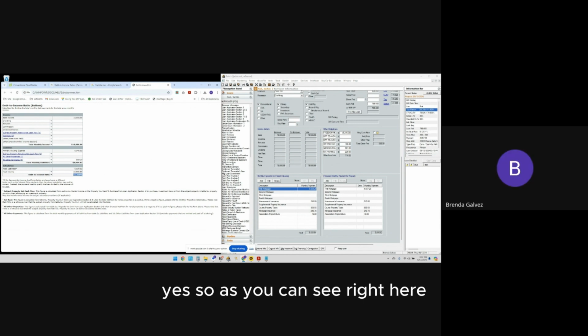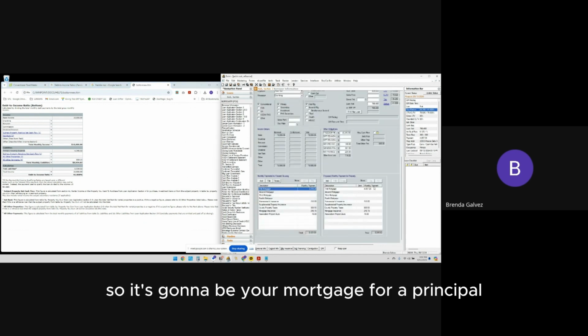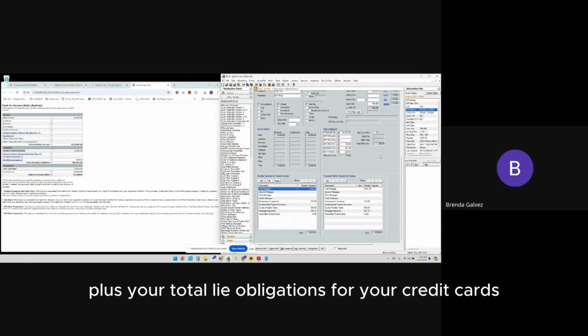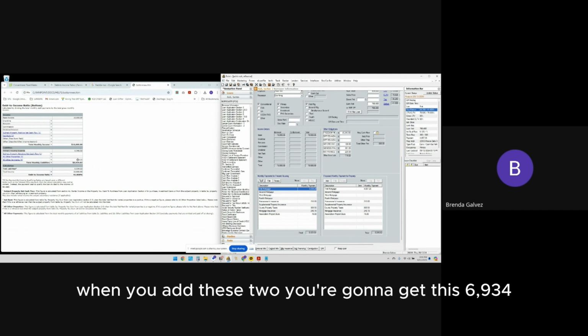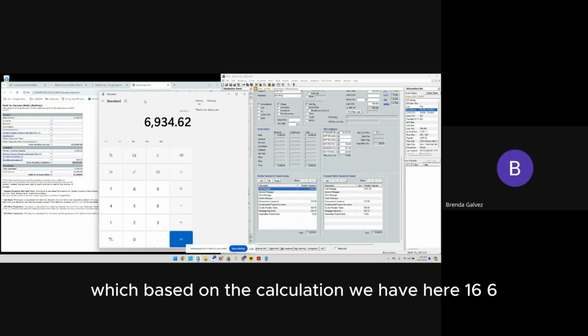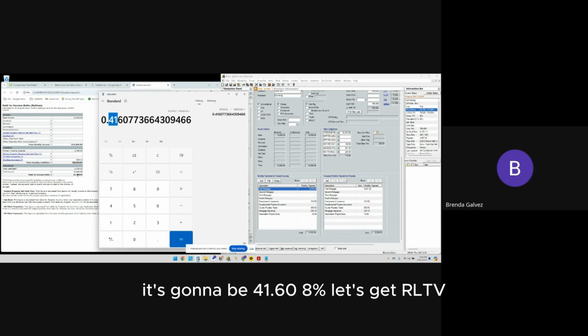Yes, so as you can see right here, your primary expense is going to be this one right here, your total. So it's going to be your mortgage for principal and interest, insurance, property taxes, mortgage insurance, any HOAs if applicable, plus your total obligations for your credit cards. In this case, it's showing 888. When you add these two, you're going to get the 6,934. So you're going to divide this 6,934.62 by your income, which based on the calculation we have here is 16,666. And so your ratio is 0.41, and it's going to be a percentage. So it's going to be 41.608%.